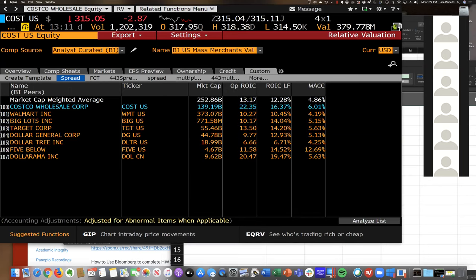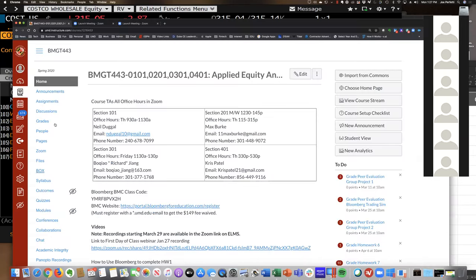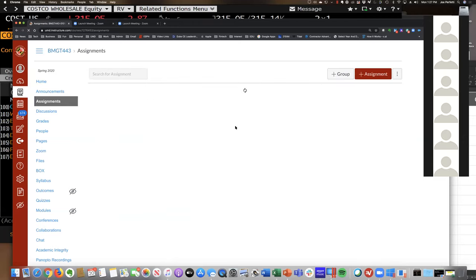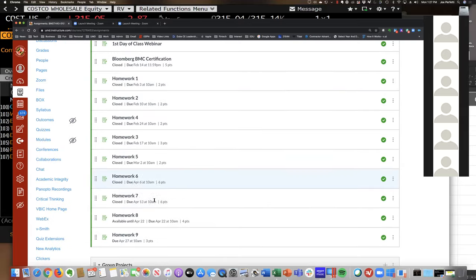So that's what's due Wednesday, 10 a.m. The 500-word write-up that you're doing is basically doing the analysis of the PE drivers and the EV to EBIT drivers. You have to fill out the spreadsheet individually, write up the explanation, submit that, and then we'll discuss this in class on Wednesday. The data to do the assignment is posted online. Assignments, homework 8. And I've recorded this class as a video, so the video should be up shortly.